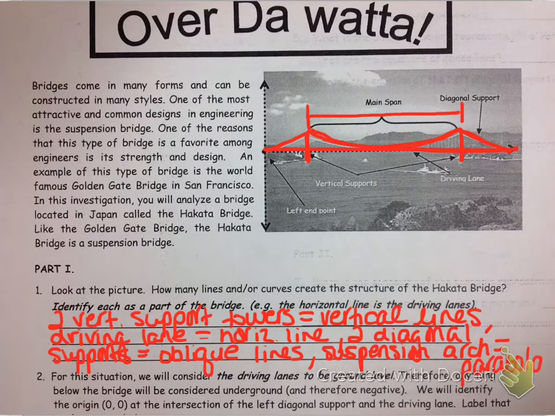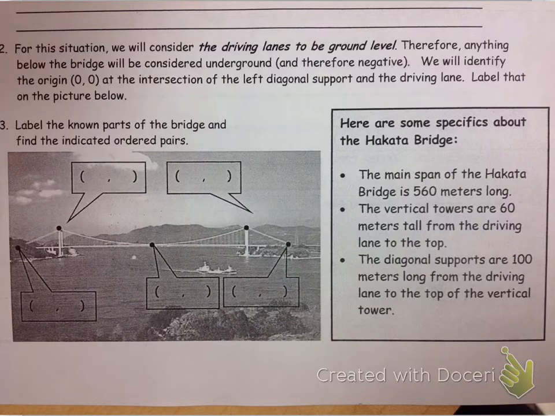So what's going to happen is you're going to be given a situation where you're given enough information to assign coordinates to various locations along the picture of the bridge. So here's a picture of the Hakata Bridge. Remember that the driving lane, so this section right here, is at ground level, so it's automatically assigned a y value of 0. That's essentially your x-axis. So all of those points along there have a y coordinate of 0.